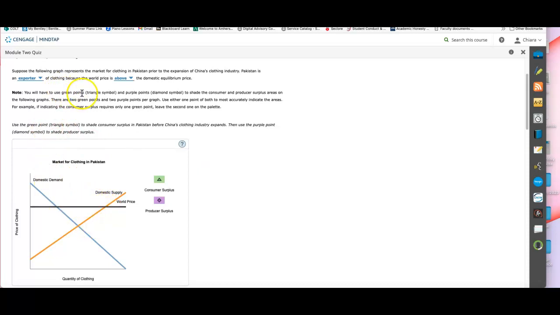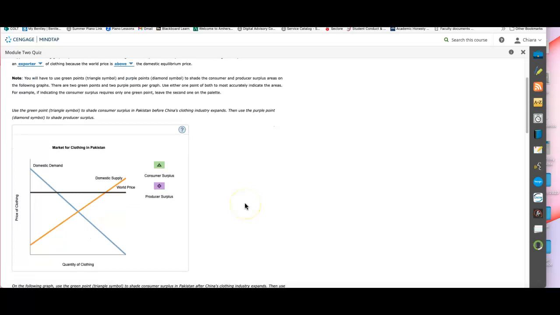So we have to use the green points triangle symbol and the purple points to shade the consumer and producer surplus areas on the following graphs. There are 2 green points and 2 purple points per graph. Use either one point or both to most accurately indicate the areas. For example, if indicating consumer surplus requires only 1 green point, leave the second one on the palette. So we don't need to use both.